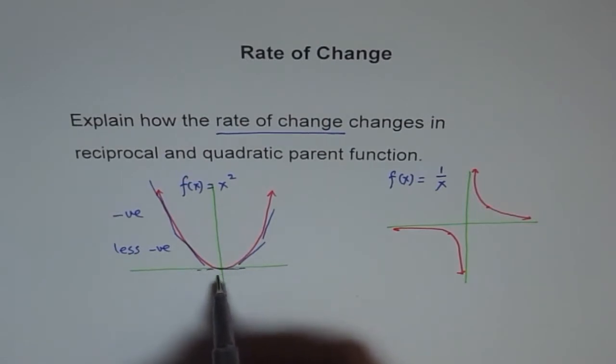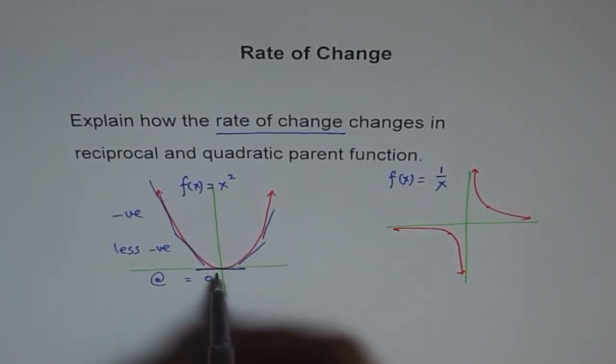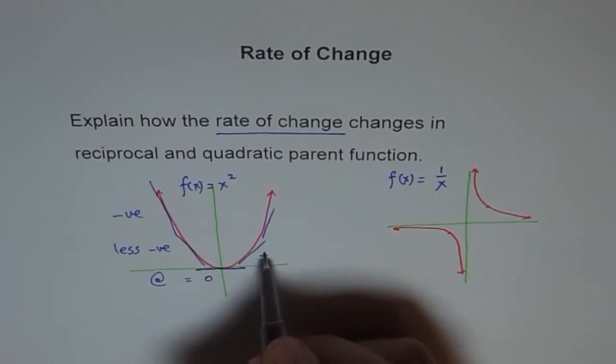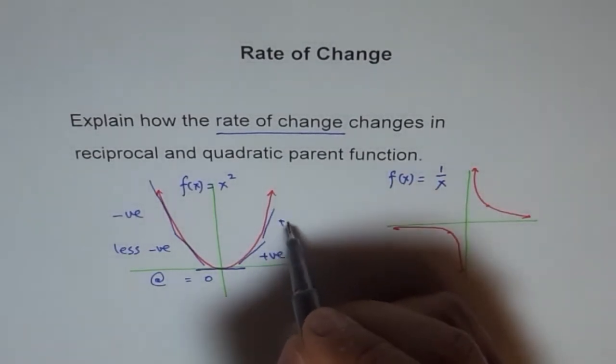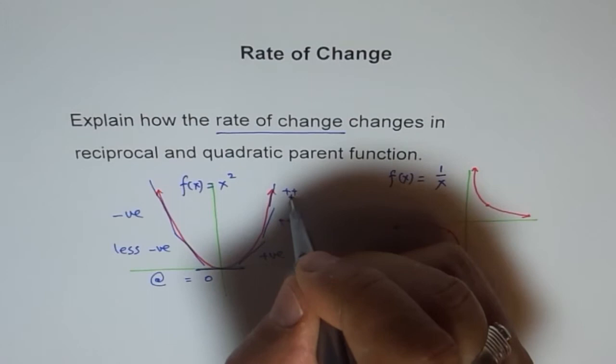And how about this? This is the slope here, because this is a horizontal line, so it is 0. We are talking about rate of change, right? Rate of change equals 0 here, because it is horizontal. Here, the rate of change is positive, and here it becomes steeper. So I'll say positive, positive. As we go higher and higher, it becomes more and more positive.